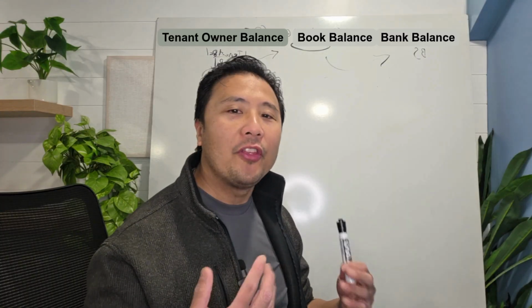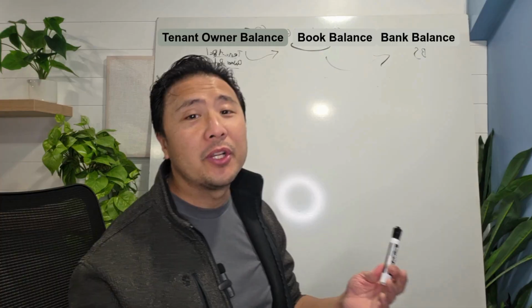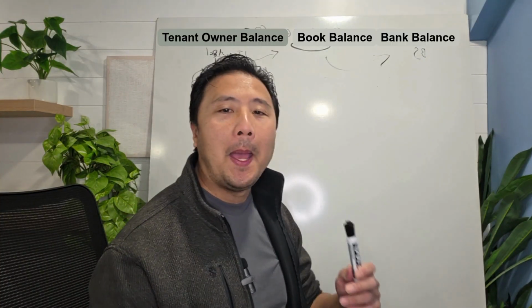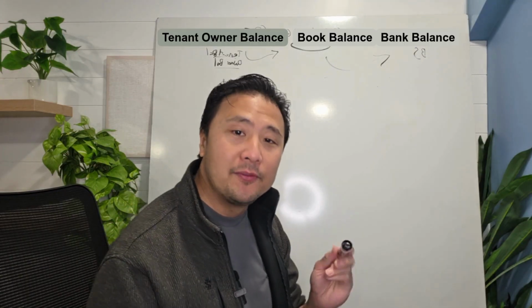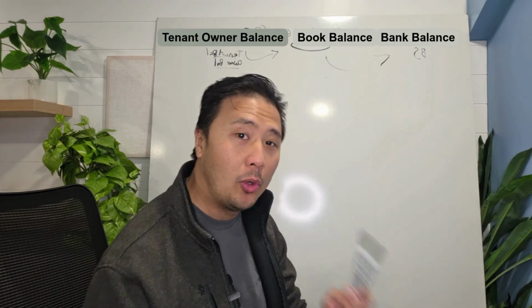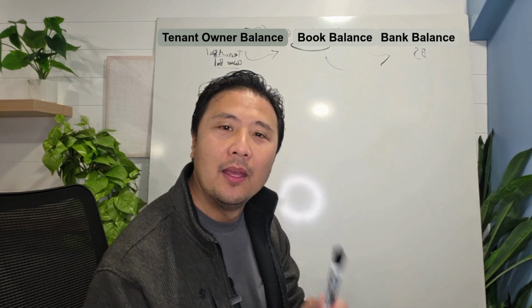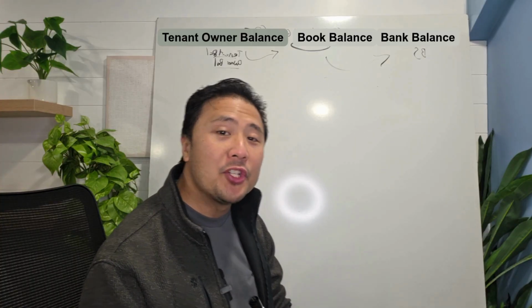Now, here's something important. Even if all three match, that doesn't mean everything is perfect. There are things, unfortunately, that a three-way reconciliation won't catch, like payments applied to the wrong tenants or balances that look right but are actually wrong underneath. I'm going to break that down in the next video. What a three-way trust reconciliation doesn't catch. So wait for that and go watch it, okay? Because this is where a lot of property managers think they're good when they're actually not.